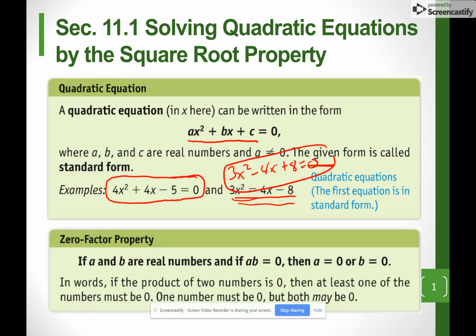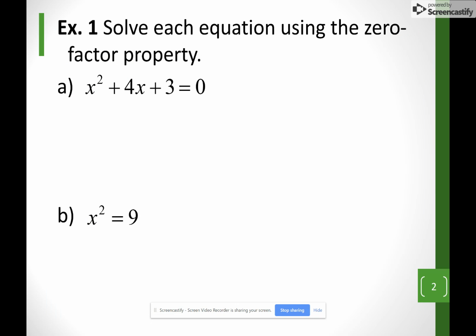Another rule we need to remember is if two things multiplied, I'm calling them a and b, equal 0, then either a is 0 or b is 0. So for an example, let's take a look at x squared plus 4x plus 3. We're going to solve it using the zero factor property.